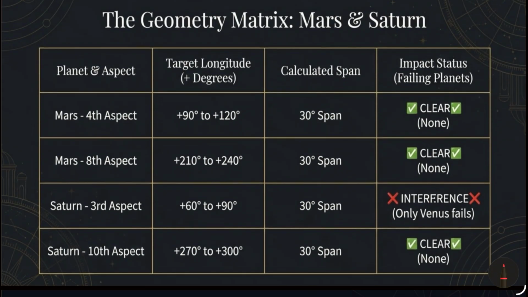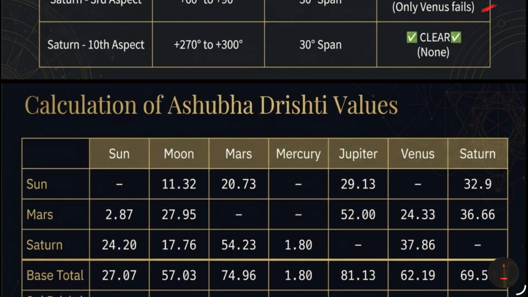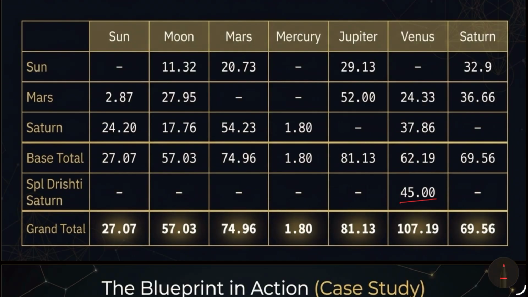First consider Mars is having 4th and 8th aspect, and Saturn is having 3rd and 10th aspect. We do the computation like I explained for Jupiter. Only Venus is getting the 3rd aspect of Saturn. So we'll provide the 45 Sastyamsha point to Venus. Rest of the computation is similar. So we'll provide 45 Drishti value to Saturn for Venus. Other than that, it is the simple computation what we have done for the others.